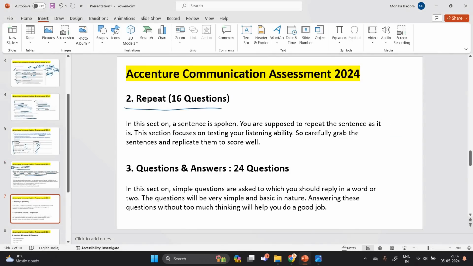The second section is repeat. In that there are 16 questions. In this section a sentence is spoken. You are supposed to repeat the sentence as it is. The section focuses on testing your listening ability, so carefully grab the sentences and replicate them to score well.